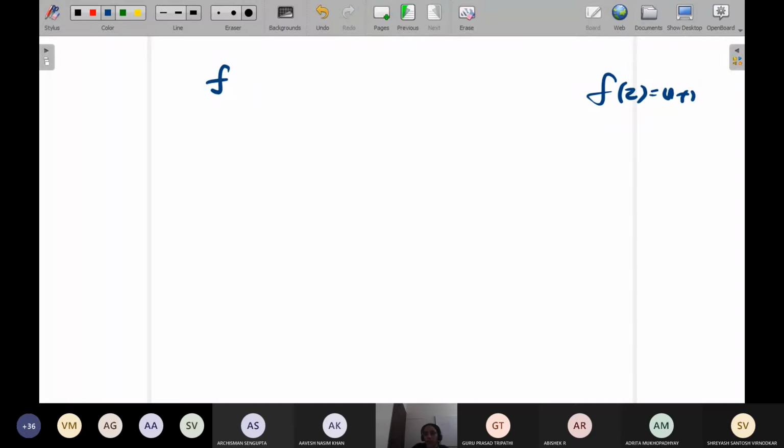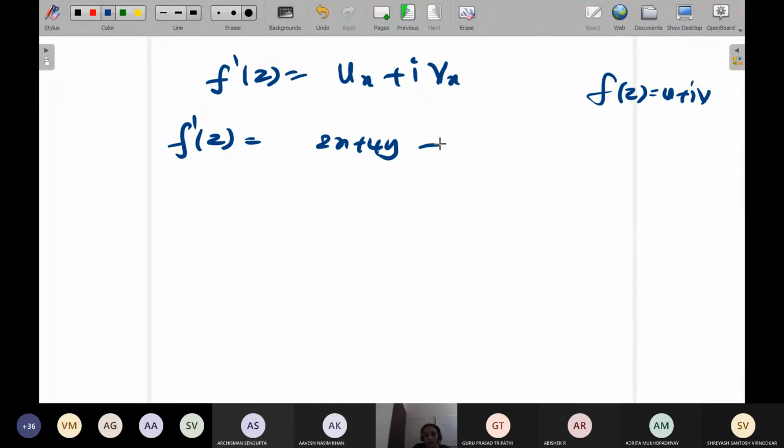We have to find f dash of z. How can you write it in terms of this? You can write it as ux plus i into vx. So your f dash of z will be equal to your ux value, which you got as 2x plus 4y, plus i into your vx value, which you have got as minus 4x plus 2y. Now integrate this.